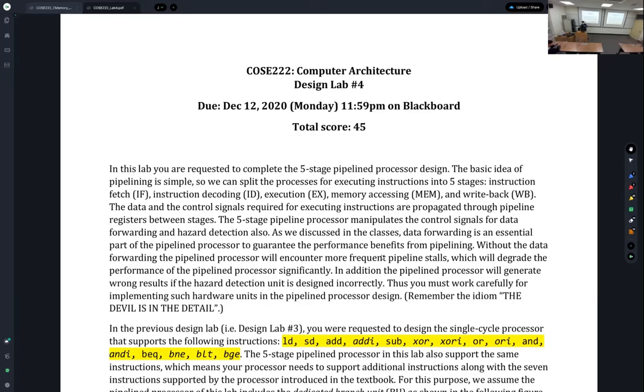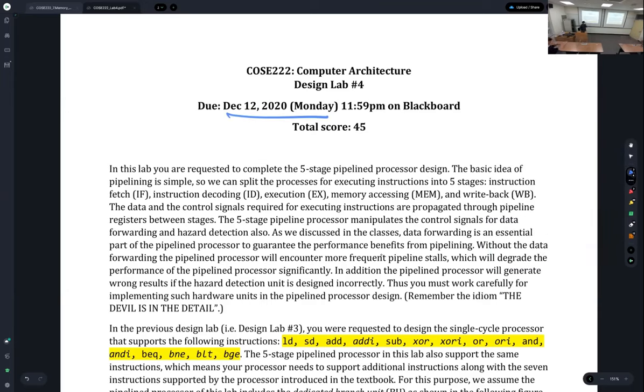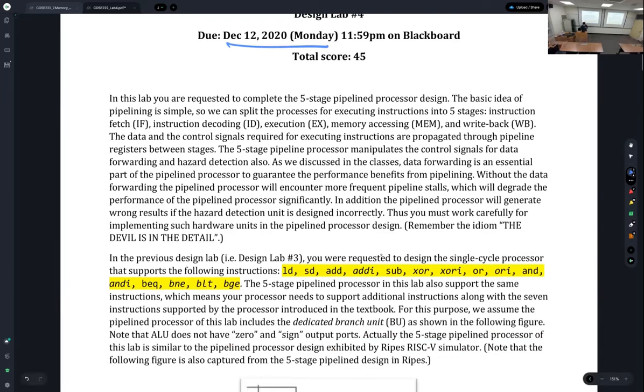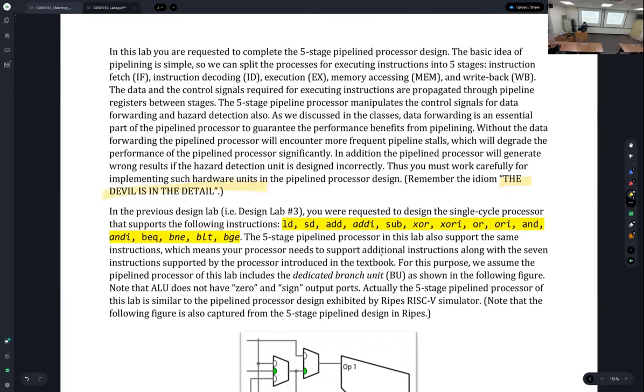Unlike the other lab assignments, the deadline of this assignment is a little bit long. You can submit your result by Monday, December 12th, not Friday, okay? I gave you additional time for designing the 5-stage pipeline processor. Remember this idiom: the devil is in the detail.